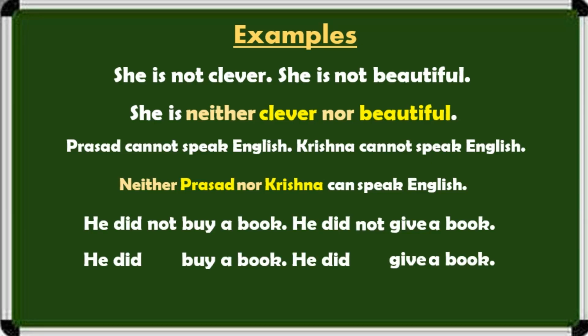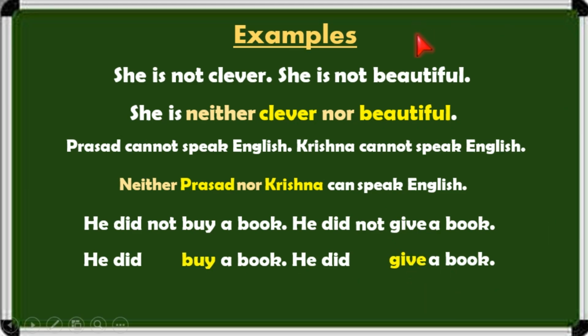Okay, now identify the different words given these two sentences. He did. They are repeated. A book, repeated, and then remaining buy and give. So what are the different words given these two sentences? First sentence buy, second sentence give.